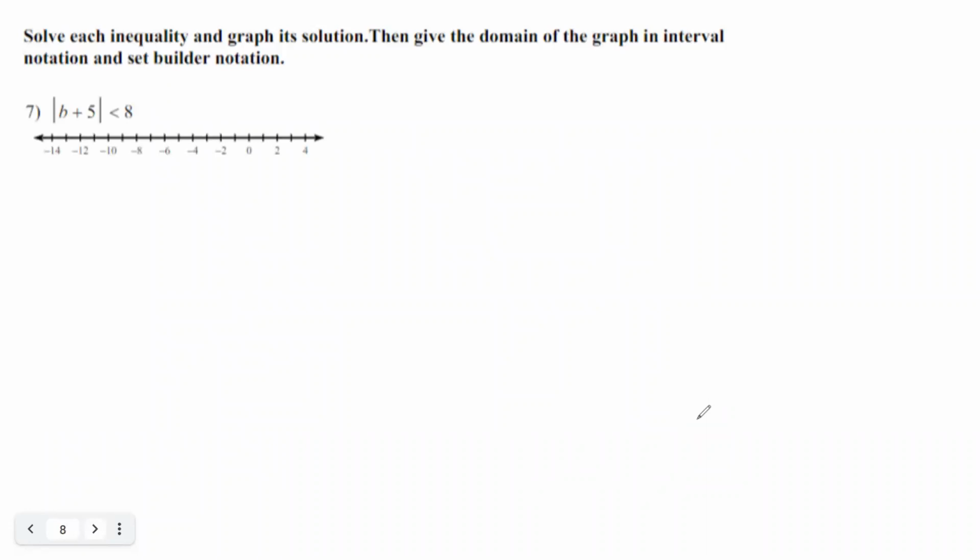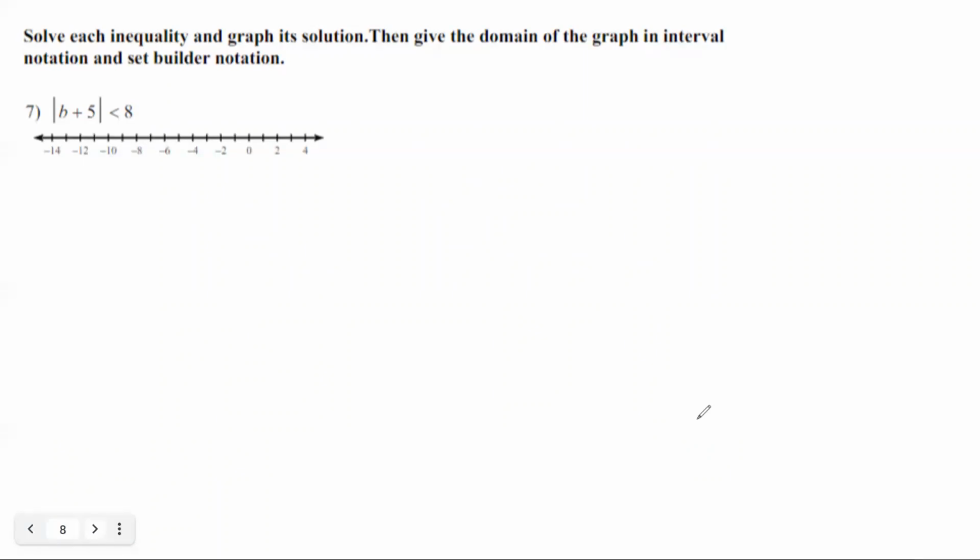Okay, so hopefully you're feeling good about how to solve absolute value equations. Now let's go into solving absolute value inequalities, which is almost exactly the same. Remember, there's 3 steps to solving absolute value inequalities. Step number 1, isolate your inequality. Step number 2, consider your positive and your negative case. Step number 3, graph on a number line. Then it's going to want us to give the domain in interval notation and set builder notation.